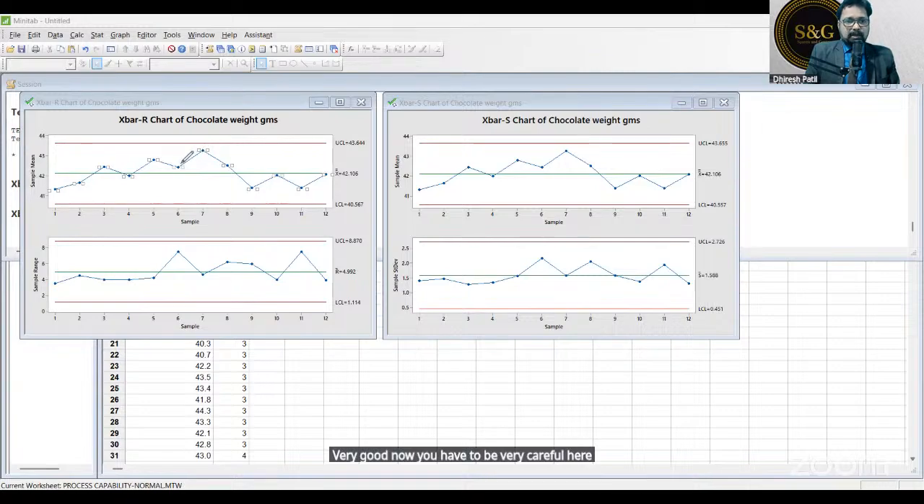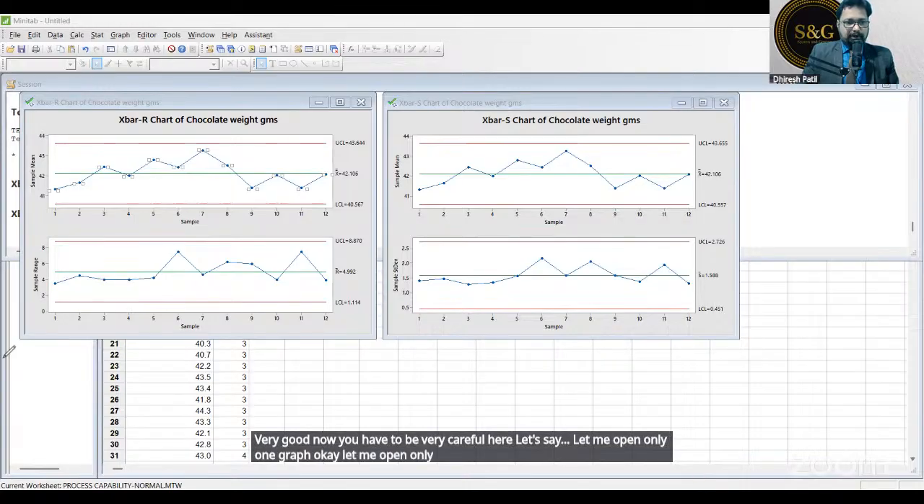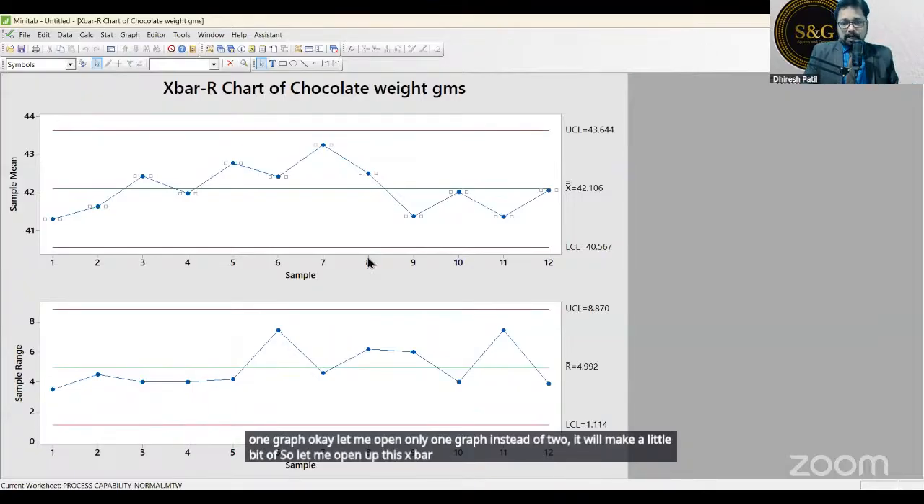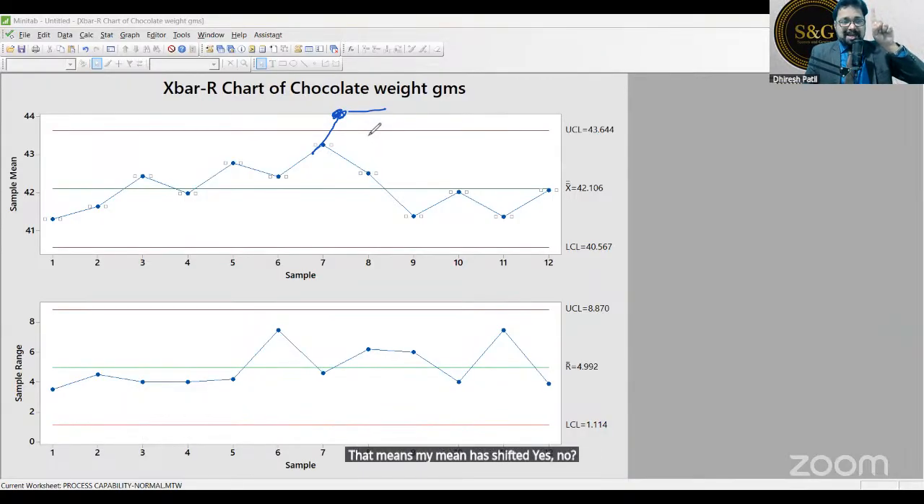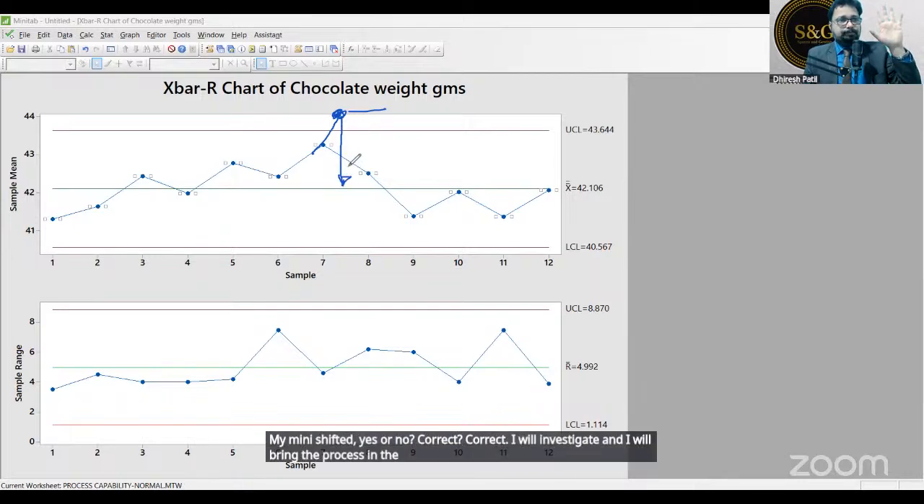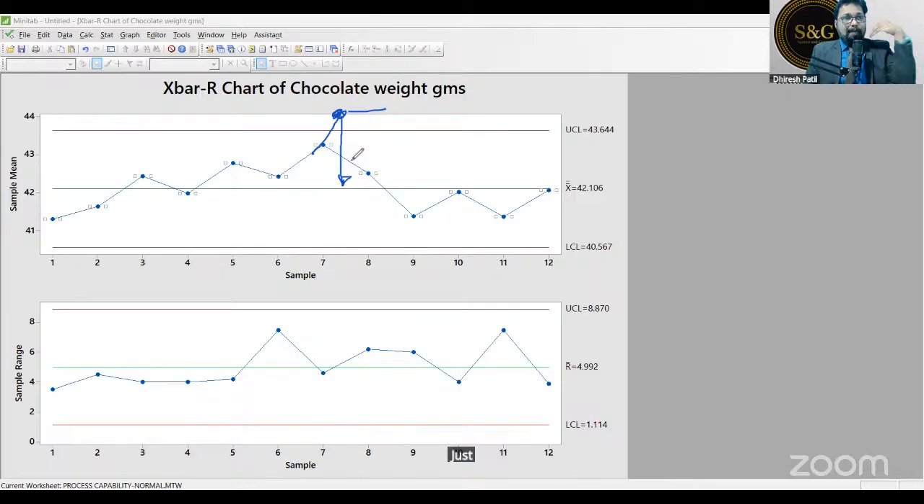Let me open only one graph instead of two. So let me open up this X bar R chart. Now just focus here. If this data goes here, that means my mean has shifted. Yes, no. My mean has shifted. Yes or no? Correct? I will investigate and I will bring the process to the center. Yes or no? Just give me yes or no. So my job is to investigate and bring the process to the center. Yes or no?